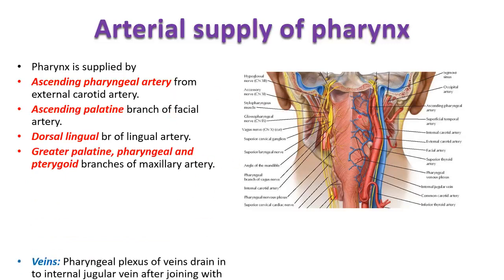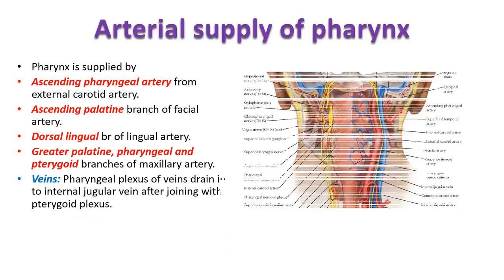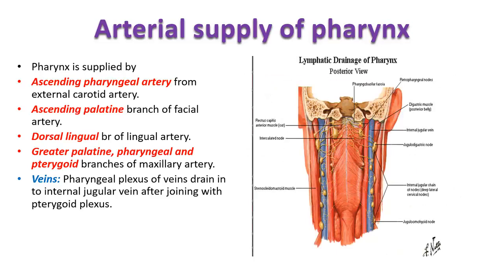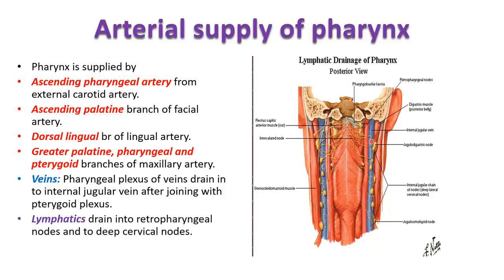Veins: the pharyngeal plexus of veins drains into the internal jugular vein after joining with the pterygoid venous plexus. So, lymphatics: mainly they are drained by the retropharyngeal lymph nodes. From there they go into the deep cervical nodes. Okay, so that is about the lymphatic drainage.